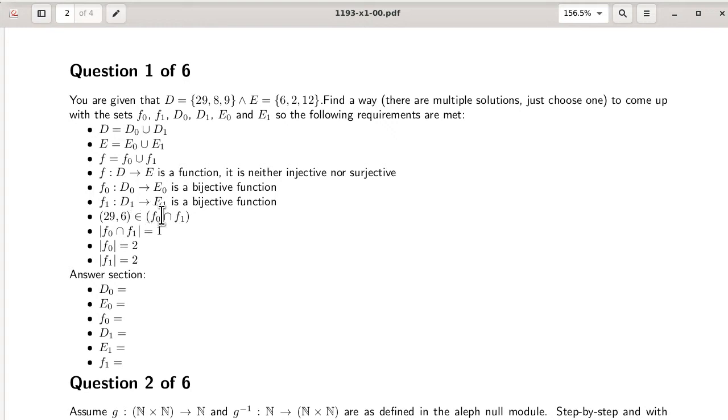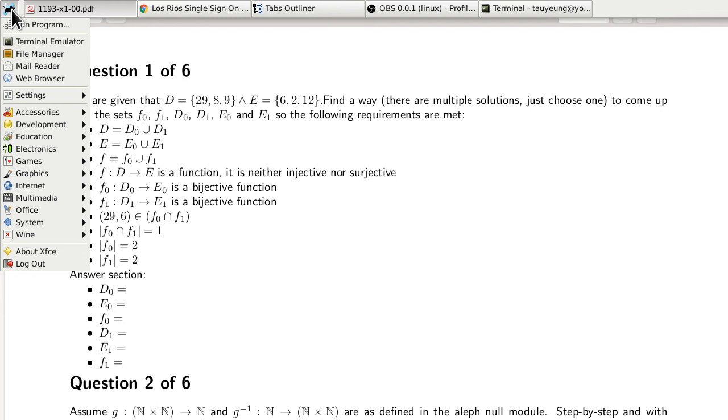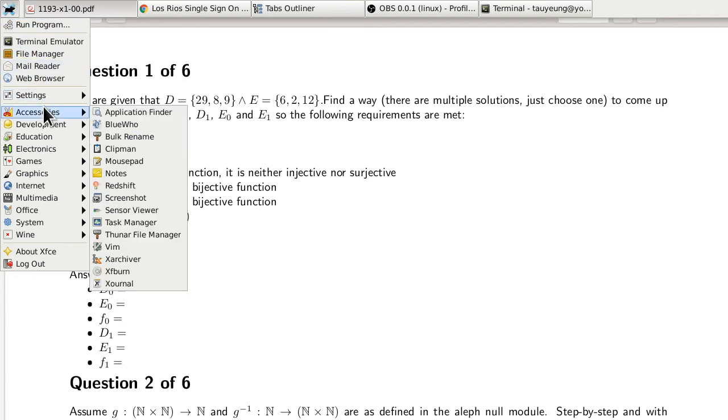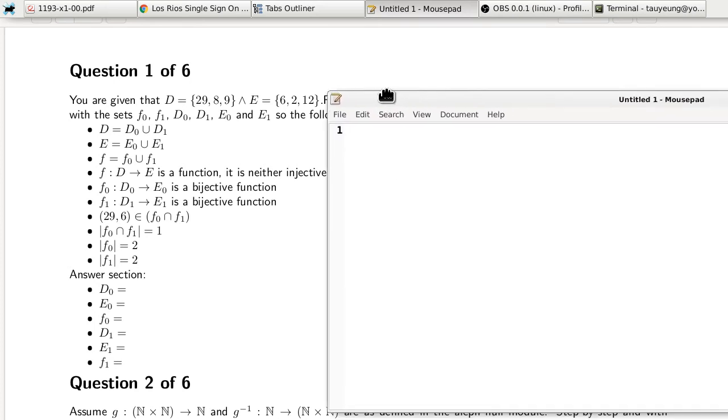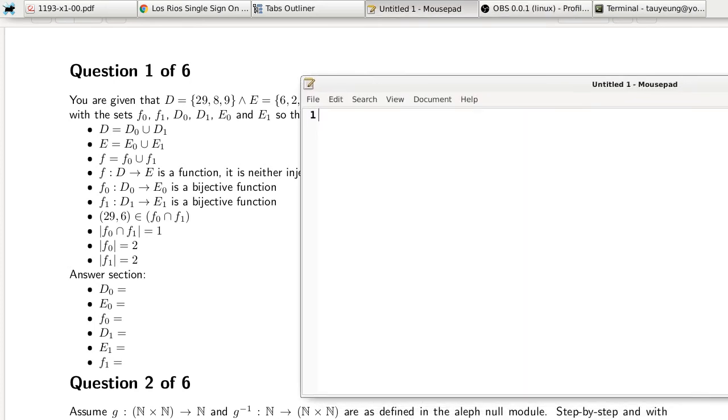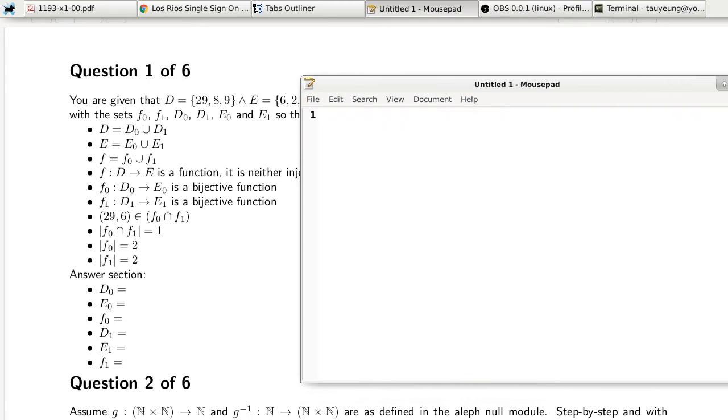And when you look at the intersection between F0 and F1, (29, 6) as a two-tuple has to be there. The intersection of the two functions can only be exactly one element, and each function also has two elements. So now the question is, how do we figure this out? Let's see if we can use a mouse pad here to figure out the answer. I'm just resizing the window so it fits the screen.